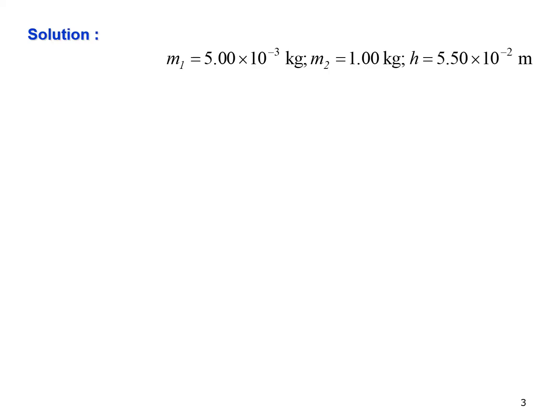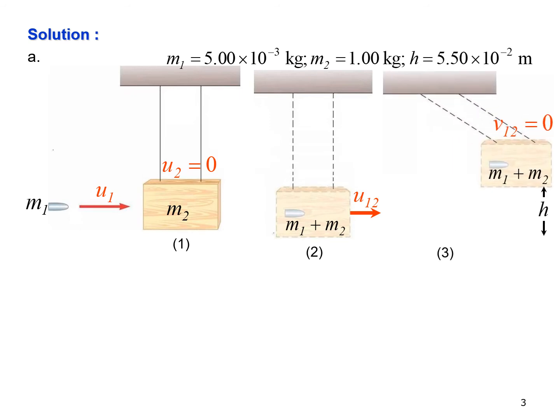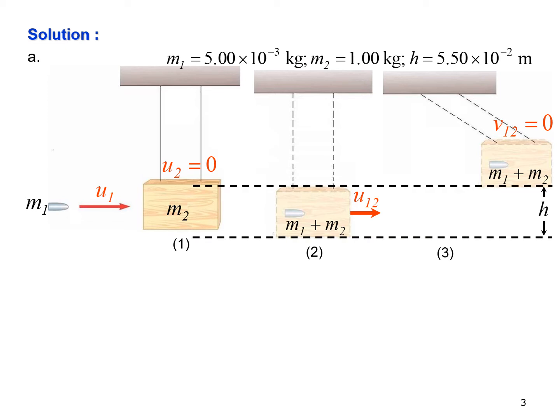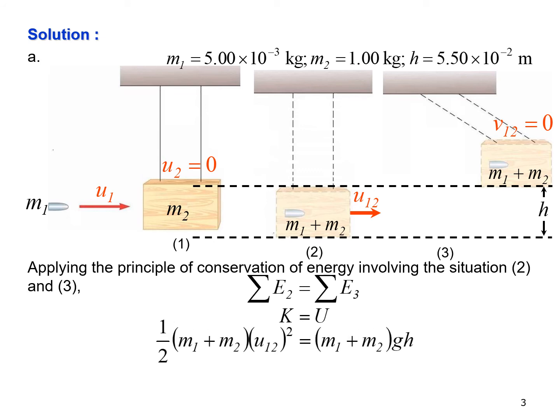For the first part, as usual, we derive all the information given, and then we list out one by one, step by step. The first part is the collision, and then it starts to move to a height of 5.5 centimeter. We need to apply the principle of conservation involving two situations over here. First we use the conservation of energy. What happens over here is that kinetic energy is converted into potential energy.